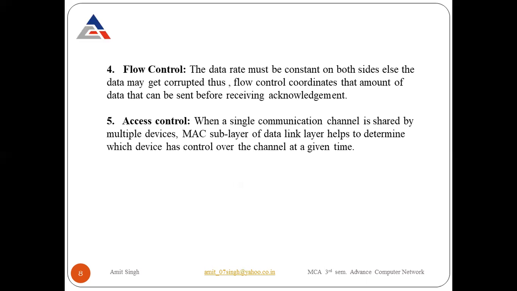The fourth functionality is flow control. The data rate must be constant on both sides. Flow control, as we discussed earlier, if we have a clock point, we can easily control the flow of data. How can we control the flow of data? Suppose I am sending 1 bit per second, and you are receiving 1 bit per 2 seconds. What will happen?